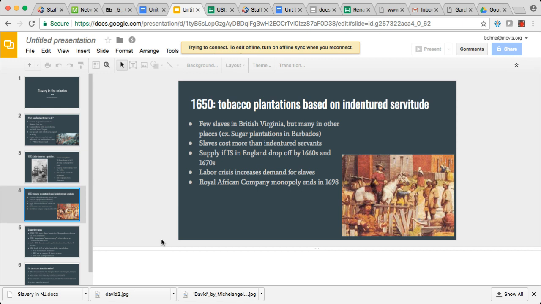And this is what fosters the need for slaves. So the Royal African Company had a monopoly, and it ended in 1698. What that did is it opened up the prospect for more slaves coming to the colonies, and to be able to bring more slaves for a lower price. So unfortunately, this was about economics and supply and demand.